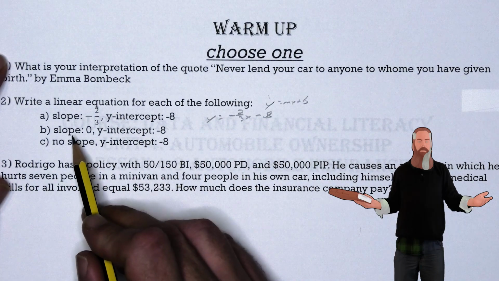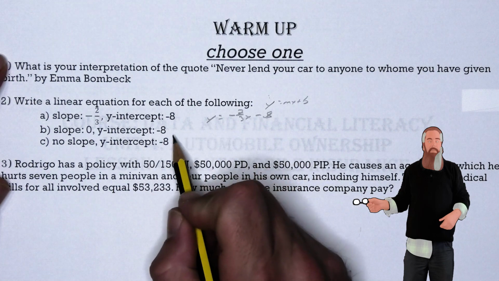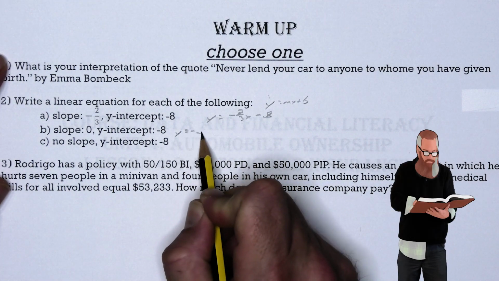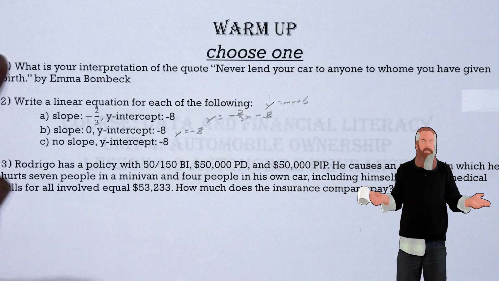Now we're going to be looking at a slope of 0 and a y-intercept of negative 8, which means simply y = negative 8, because 0 times any value of x would make that go away.